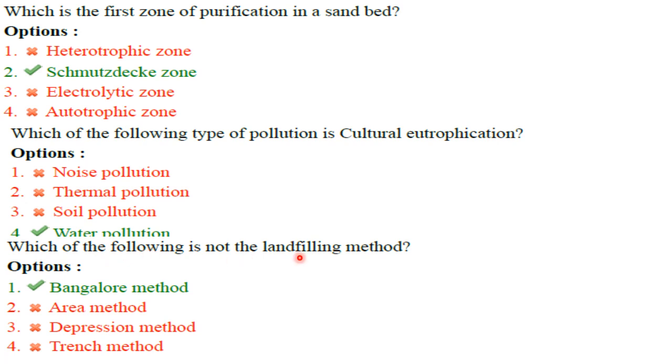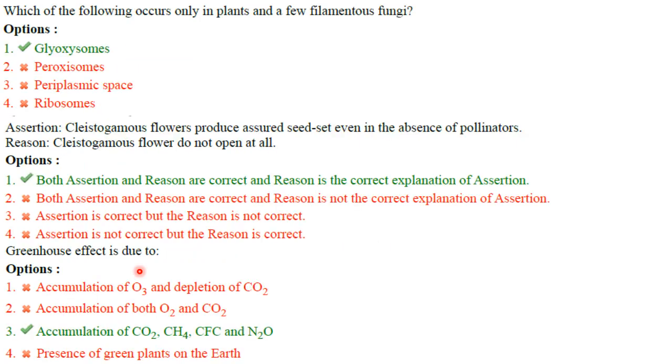Which of the following is not a landfilling method? In the landfill method of waste disposal, a huge pit is made in an open, low-lying area away from residential places. Then the waste is collected in huge trucks and dumped into these pits. Once the pits are full, they are covered with soil and left for decomposition. Area method, depression method, trench method, all these are landfilling methods. But the Bangalore method is not a landfilling method. So the answer here is option 1.